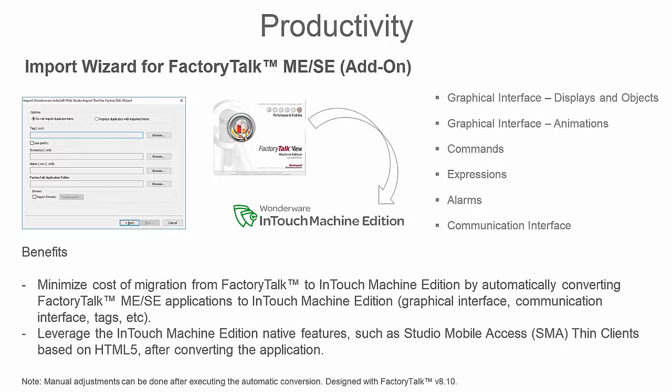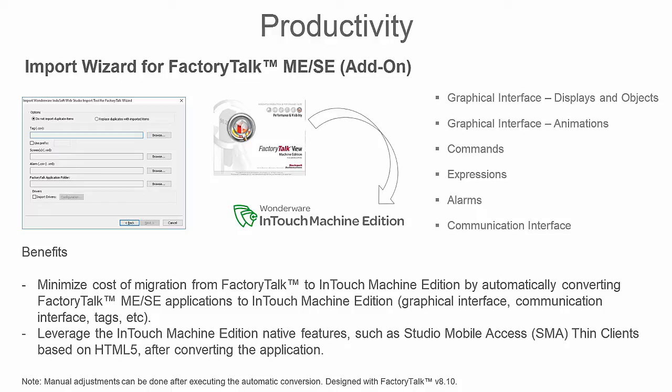Once the application is converted, it's just like any regular application for InTouch Machine Edition. So you can go manually and make adjustments, and you can also leverage any additional features in InTouch Machine Edition not available in the original HMI. So you can enable, for instance, the Studio Mobile Access feature and visualize and interact with the screens from any device with a web browser that supports HTML5, like an iPad, an iPhone, or an Android device. You can add new drivers, enable OPC UA, again, leverage any features available in InTouch Machine Edition.